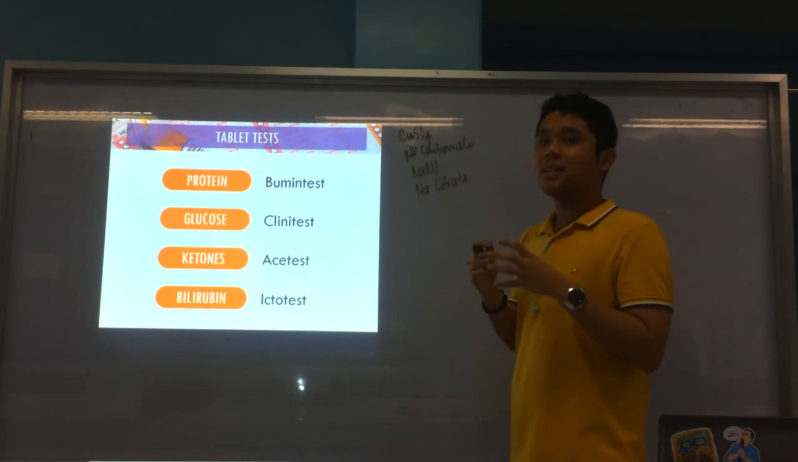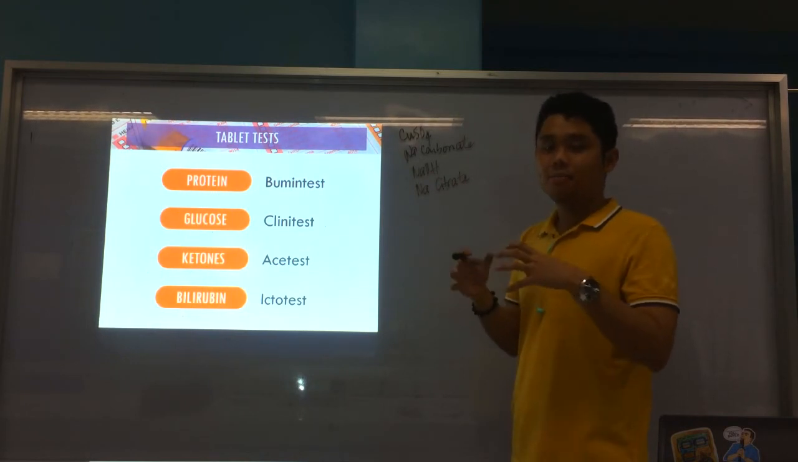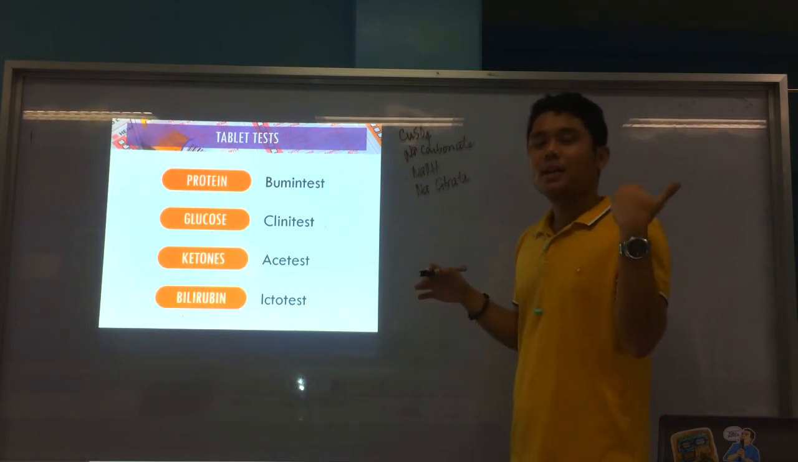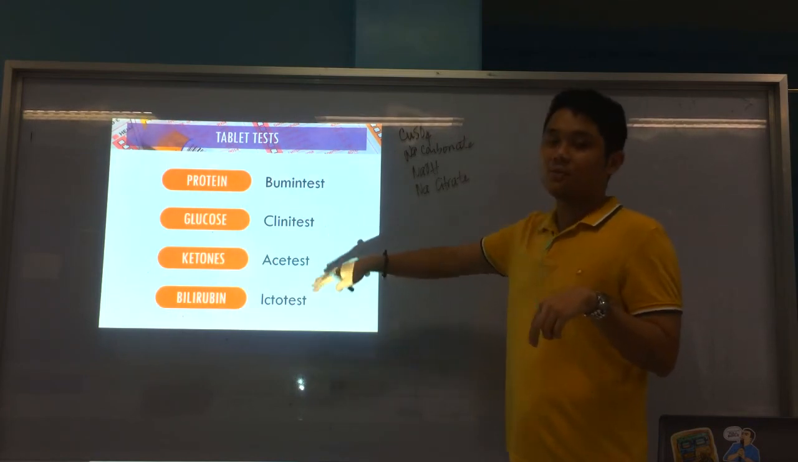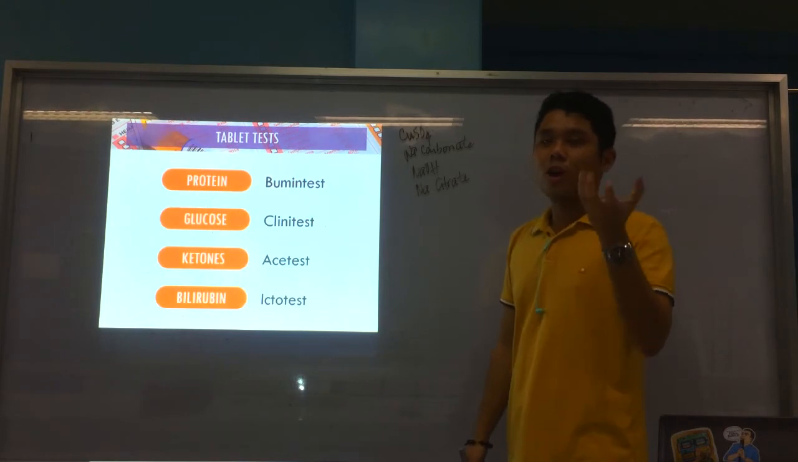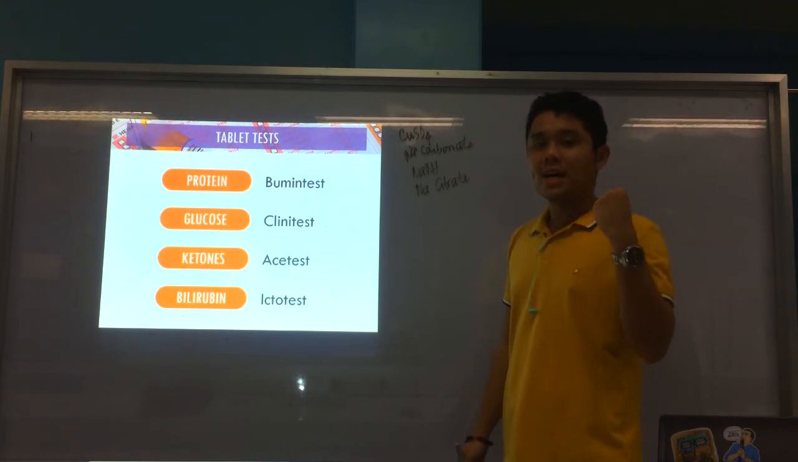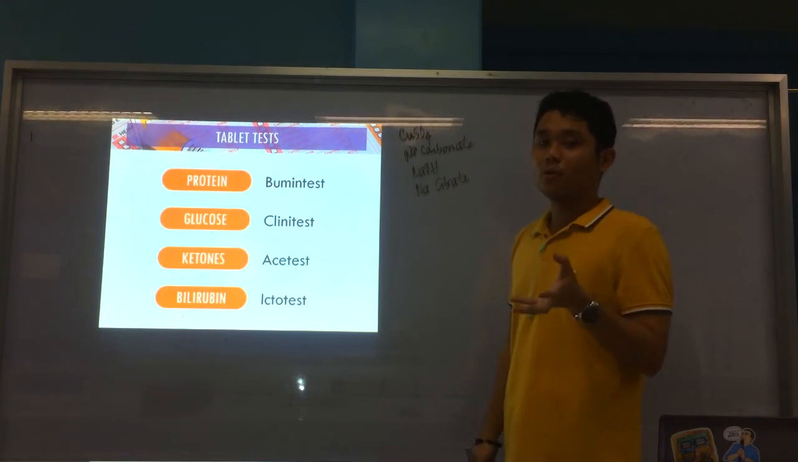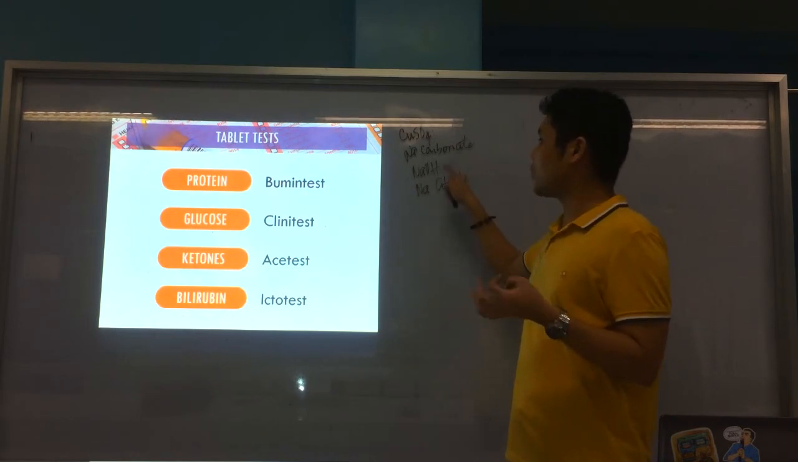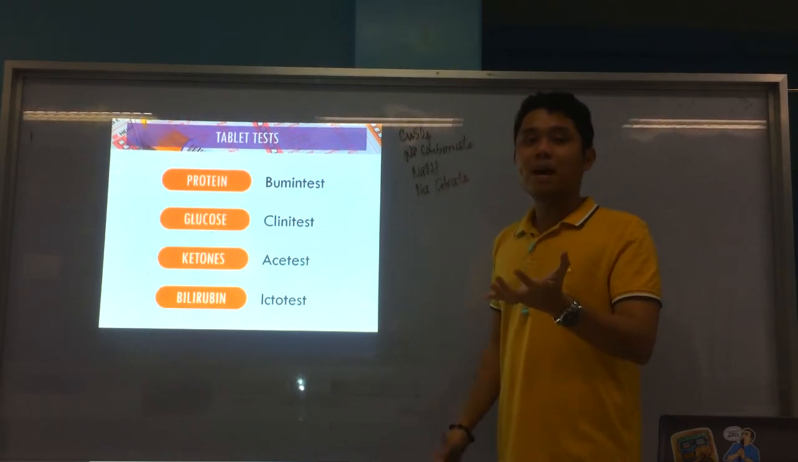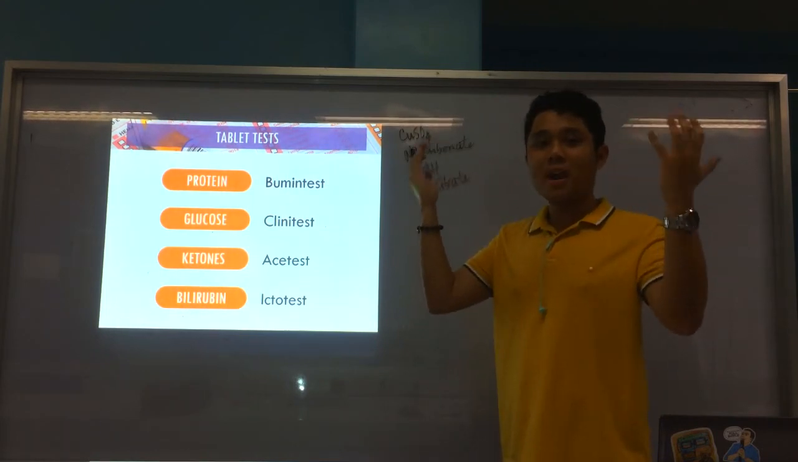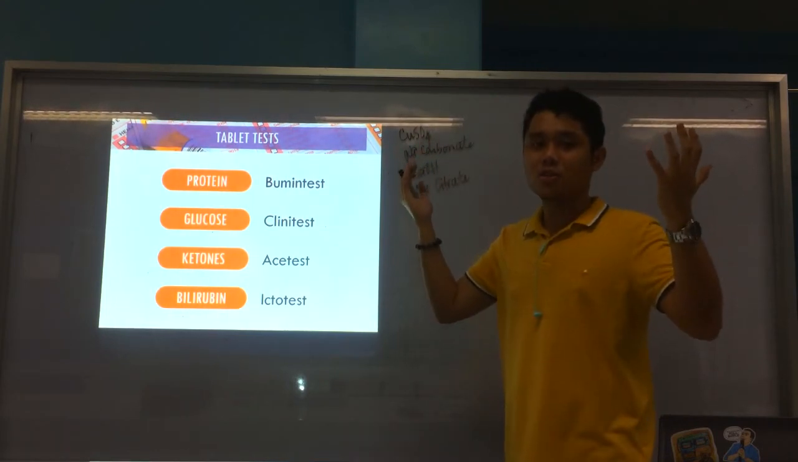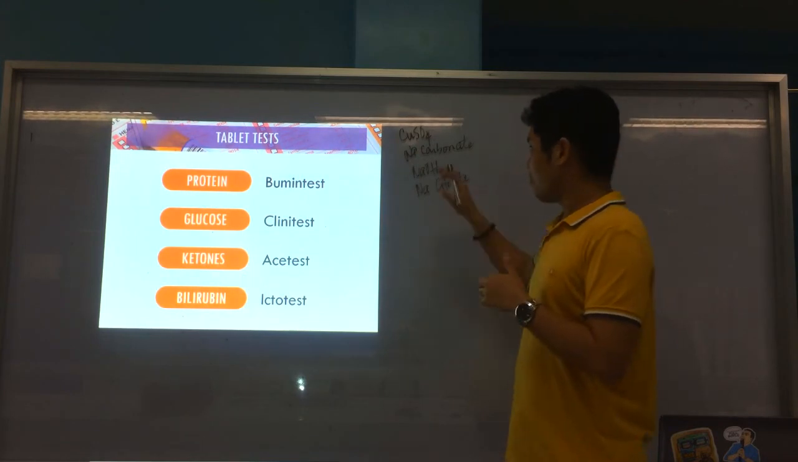And this heat is needed for the principle of copper reduction. The Clinitest follows the principle of copper reduction. So in the presence of heat, it converts copper sulfate to cuprous hydroxide and cuprous oxide. Sodium carbonate releases carbon dioxide so that room air or other gases outside the test tube cannot interfere with the test.